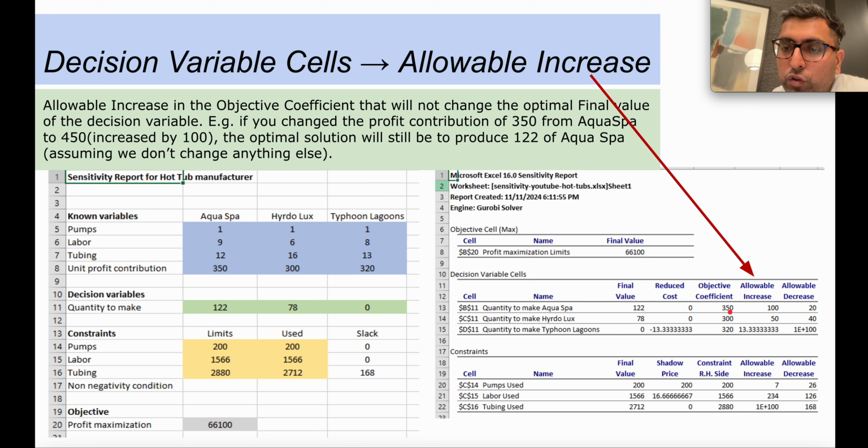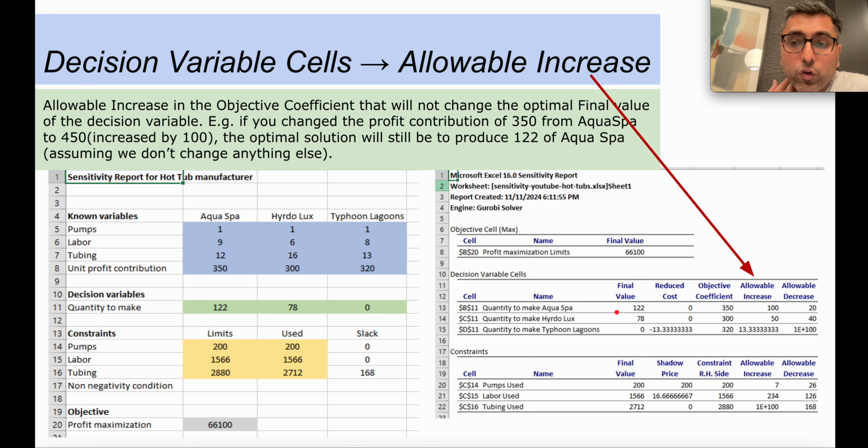Similarly, if it goes down from 350 to 330, which is 20 more down, I'll still make the same decision. Because in real life, you start to see that profit contribution can change. And so you want to know if some of these contributions go down, what is the impact on how many items I should produce. So this is very powerful.